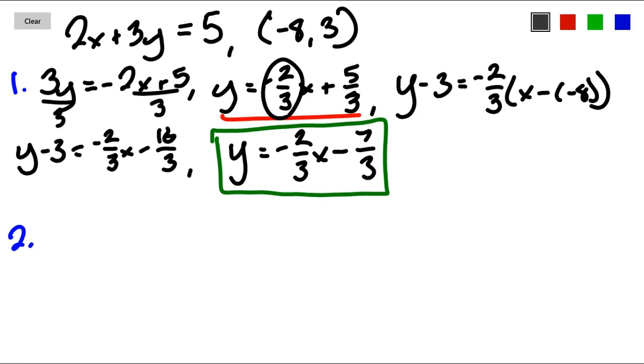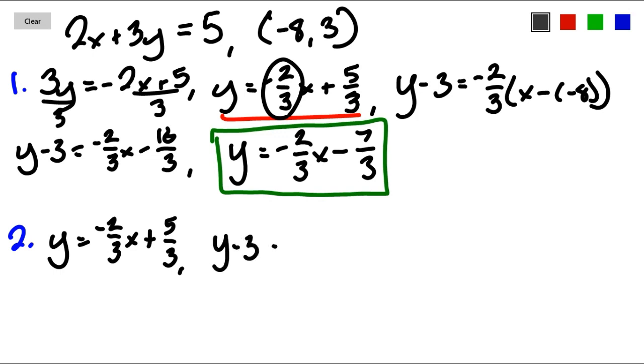And then number 2 is the perpendicular case. So I still have my original line in slope-intercept form that I'm going to reference. So I've got y is equal to negative 2/3 x plus 5 over 3. And then I'm going to use point slope again, but again, I'm going to have to flip the slope and take away the negative sign to accommodate the negative reciprocal condition for perpendicular lines. So I'm going to have y minus 3 is equal to 3 over 2 times x plus 8, since we know the negatives are going to cancel out from the last example.